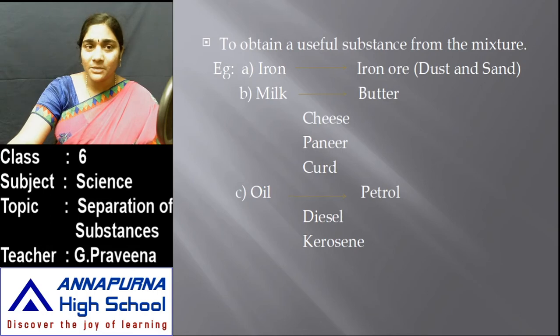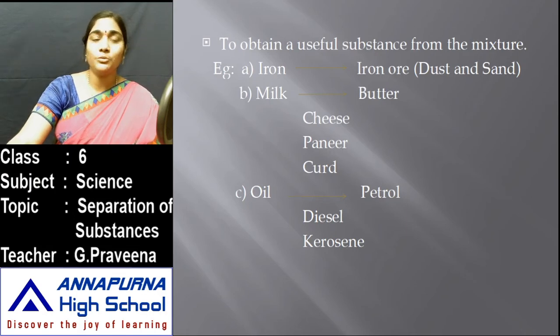So what is the useful substance that we are getting from the iron ore here? We are getting iron from it. We remove dust and sand from the iron ore and we obtain only the iron, which is useful. Then the next one is milk. So from the milk, what are all the different useful substances that we get? Here you can see we get butter, cheese, paneer, and also curd. So these are all the useful substances.